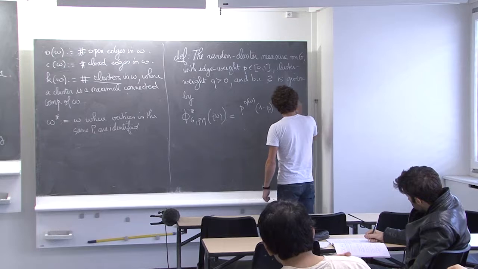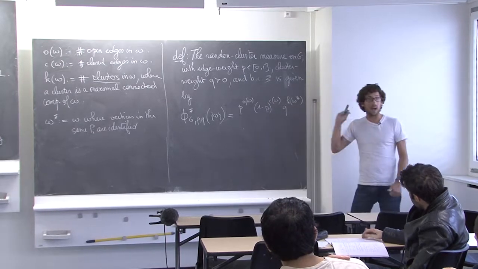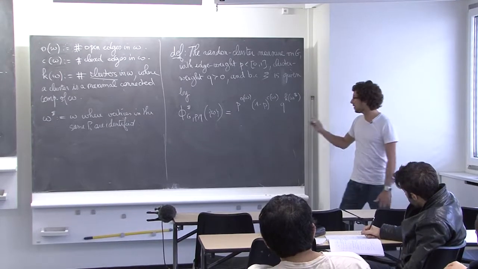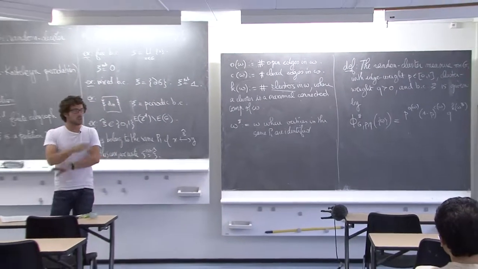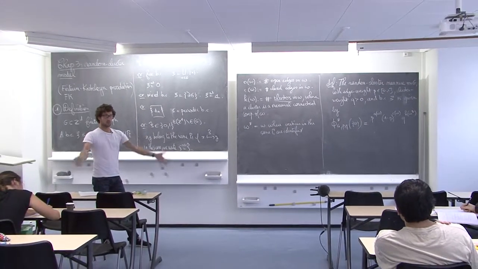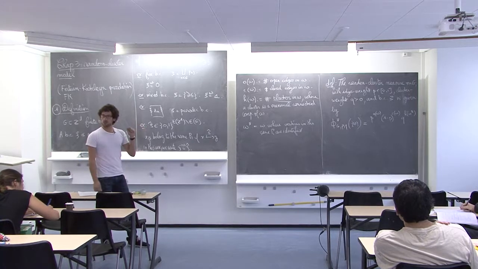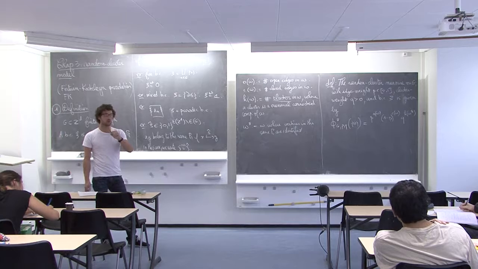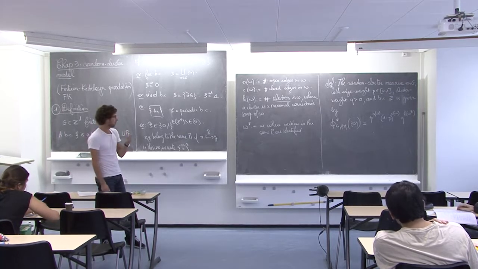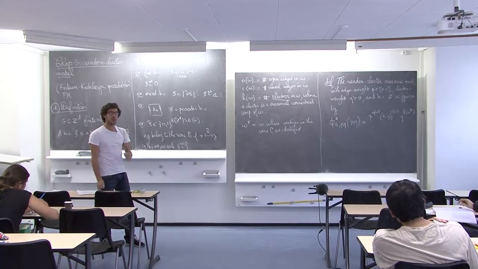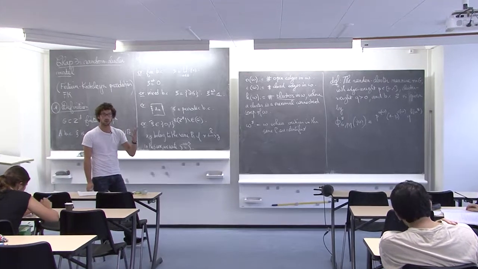But here I add q to the number of clusters counted in omega with boundary condition psi. So be careful. That means, for instance, if it's free boundary condition, it's just the number of clusters in my configuration. But if I take wired boundary conditions, I identify all the vertices on the boundary, so they are automatically in the same cluster. So that exactly boils down to counting clusters in omega, but all the clusters on the boundary are just counted as one, not as different clusters.